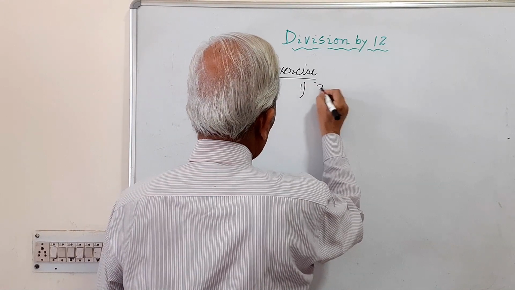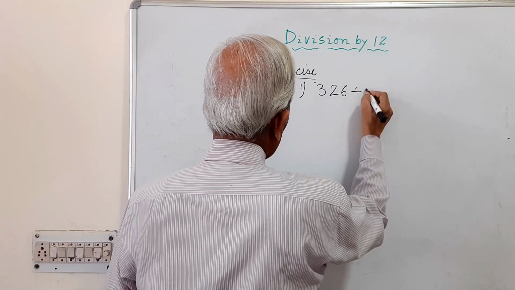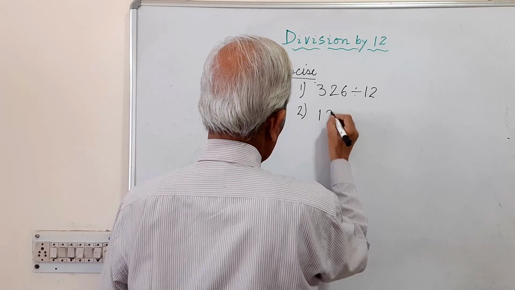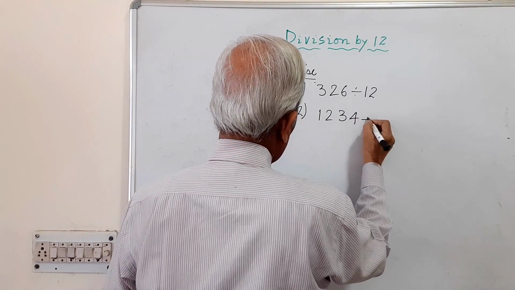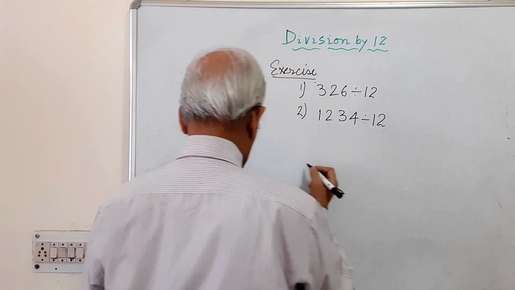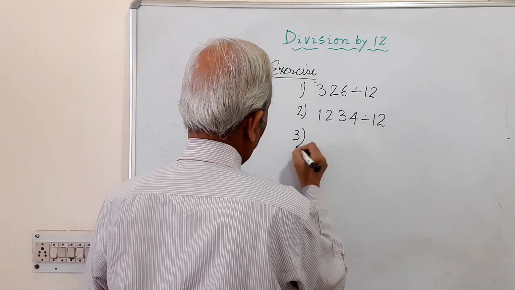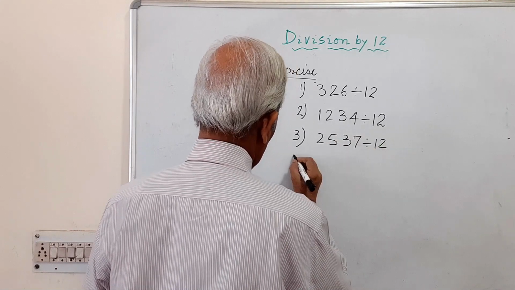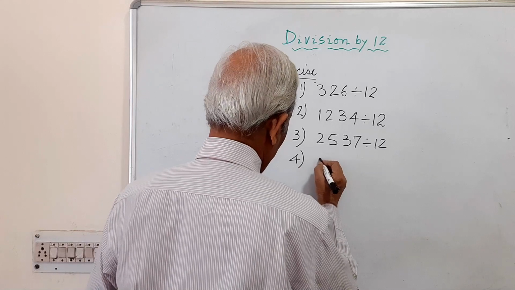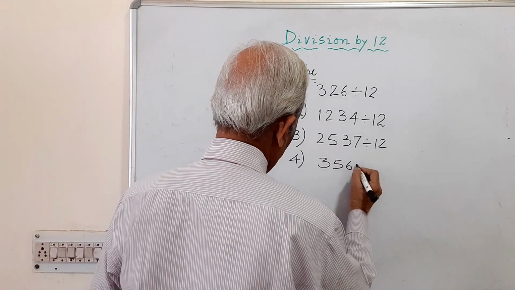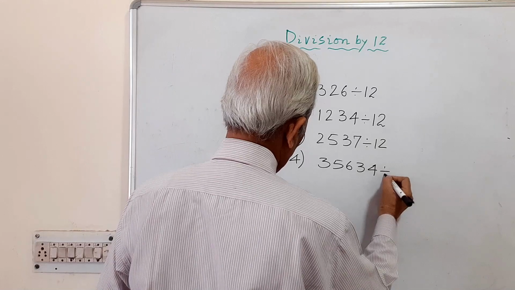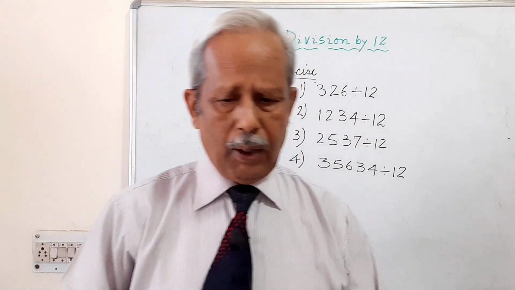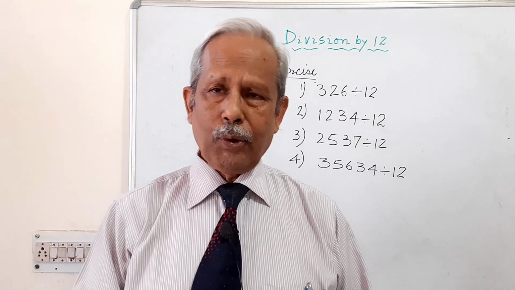Number 1, 326 divided by 12. 1, 2, 3, 4 divided by 12. 2, 5, 3, 7 divided by 12. 3, 5, 6, 3, 4 divided by 12. These are the 4 questions. You should practice it. I hope you have followed it, and once you practice it, it will become clearer to you.